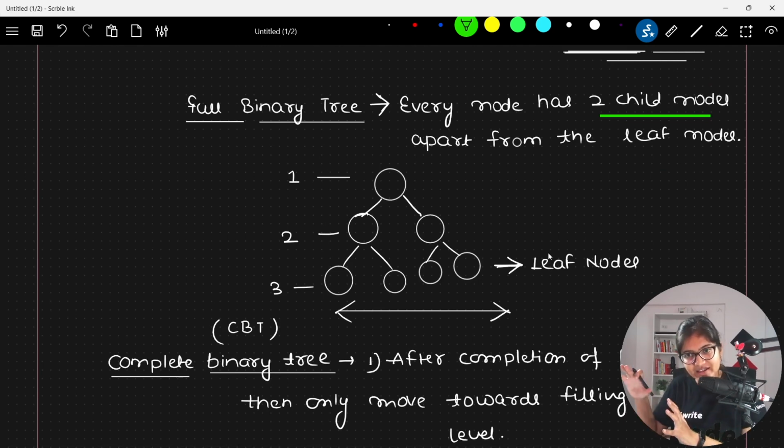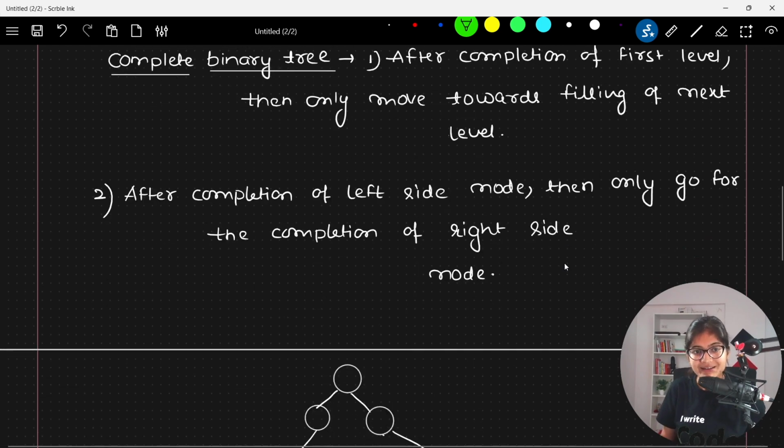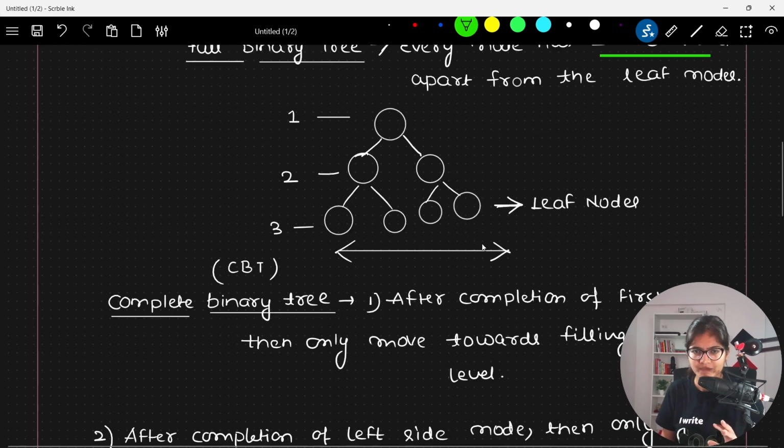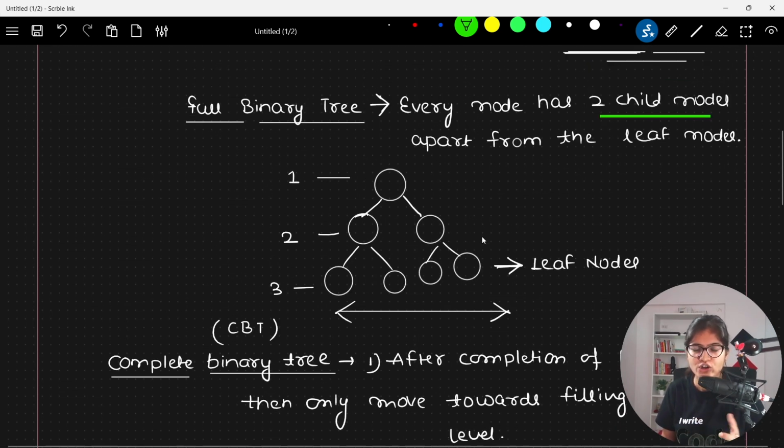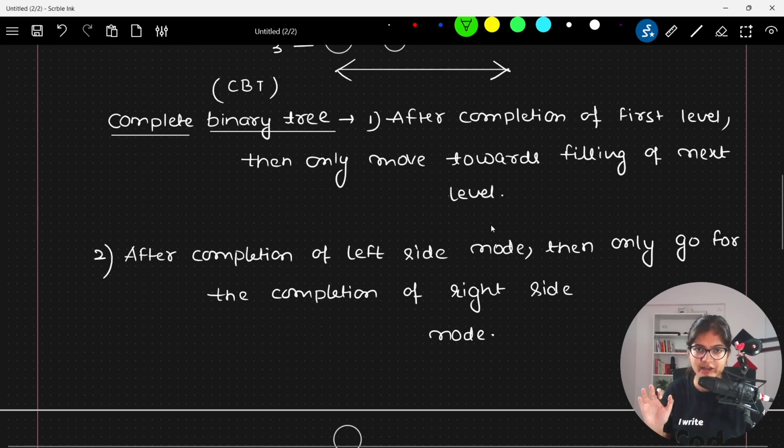A full binary tree strictly says that I require 2 child nodes only. Either I will require 0 or I will require 2 child nodes. So here, in the second level, every node has 2 child nodes. In the last level, no node has a child. But a CBT says that it is fine for me: either you have 2 child nodes or you have a single child node. But there comes a condition. What is that condition? You should follow some pattern while filling the nodes.